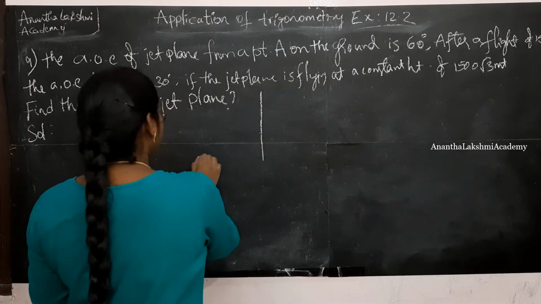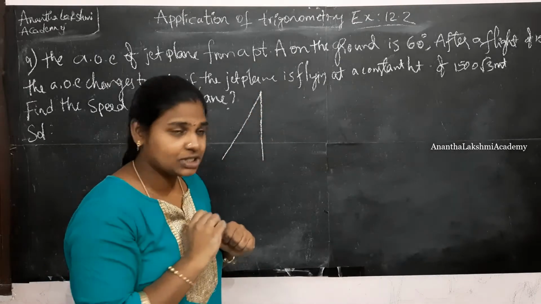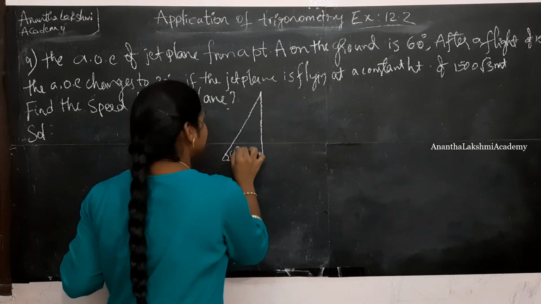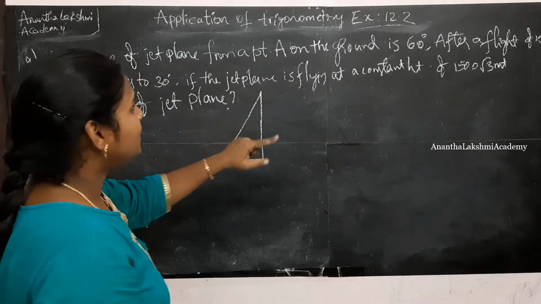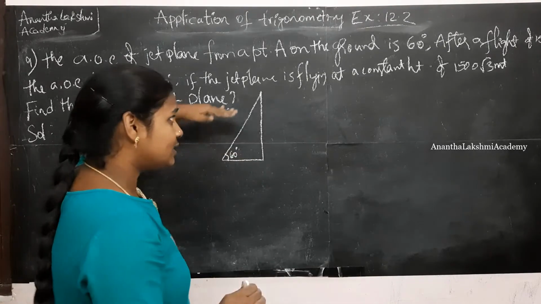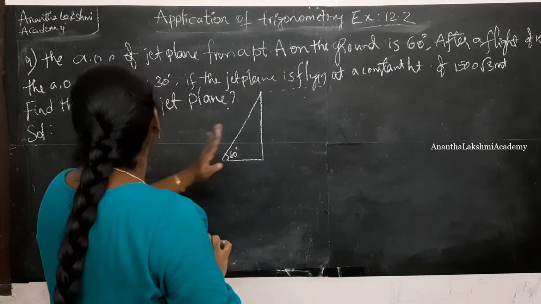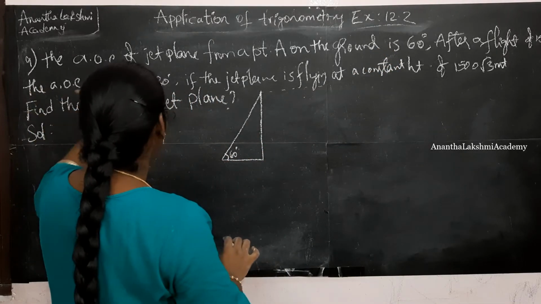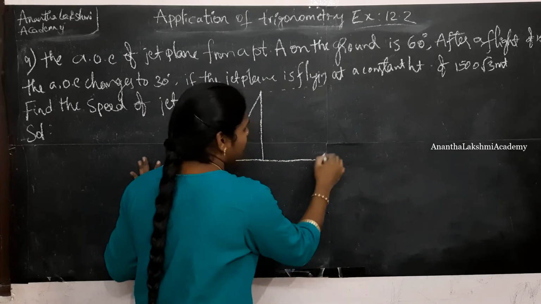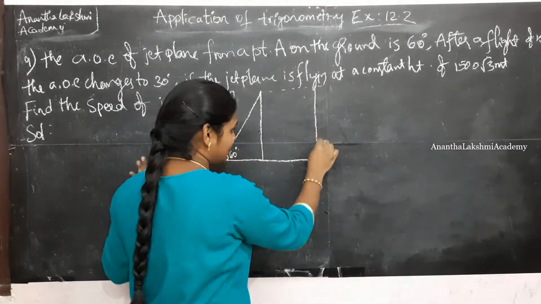From a point on the ground, the angle of elevation is 60 degrees. Again, the angle of elevation is drawn with respect to a horizontal line. This is 60 degrees. After a flight of 15 seconds, let us assume this jet is traveling in this direction. After 15 seconds, the angle of elevation changes to 30 degrees.